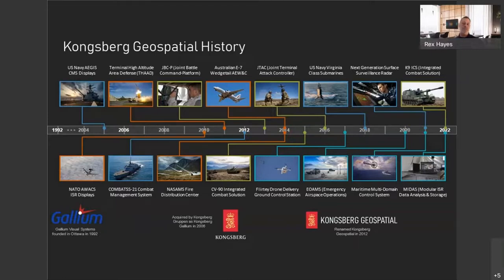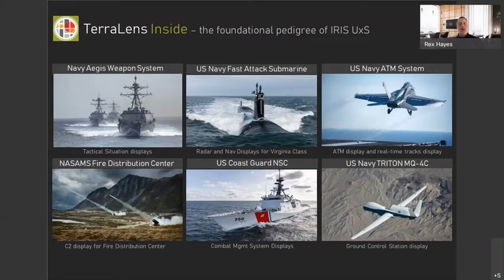So on this chart, just note some things. Again, it's U.S. and international programs that we're part of. Some very high-profile projects. We're part of the Wedge Tail, the Maritime Multi-Domain Control System, Combats 21. So Kongsberg Geospatial is part of a lot of different international and national DoD and Homeland Security type programs. I'm going to pick out six to talk about that are pretty relevant.